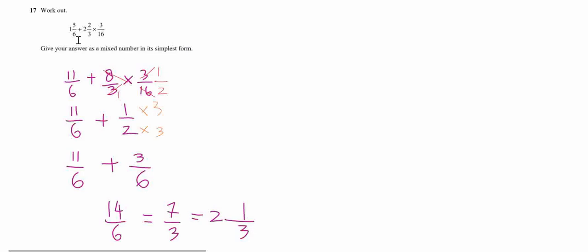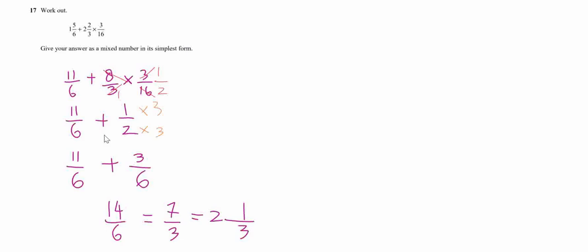So 1, 5 over 6, we convert into an improper fraction. 6 times 1 is 6 plus 5, 11 over 6. 3 times 2 is 6 plus 2 is 8. So this becomes 8 over 3 times 3 over 16. So in here we cancel out 3 and 3 into 1 and 1. 8 and 16, we divide them with the same factor, that is 8. 8 divided by 8 is 1. 16 divided by 8 is 2. Now what we got left is 1 over 2 on this side.